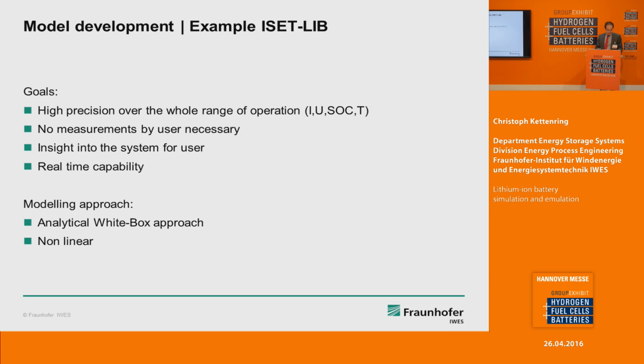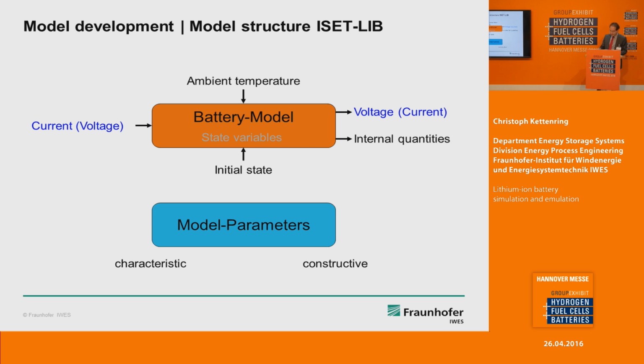This is a white box model, and it's a non-linear model. And the structure of this model you can see here. You put in the current, you get out the voltage and the internal quantities. And in this model you have the state variables, and these state variables need an internal state.